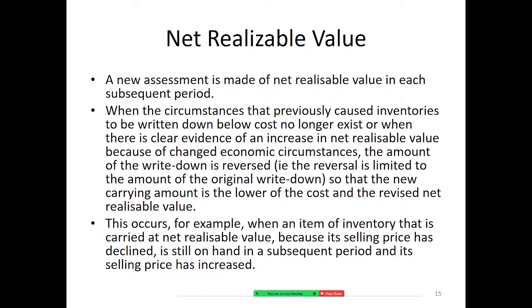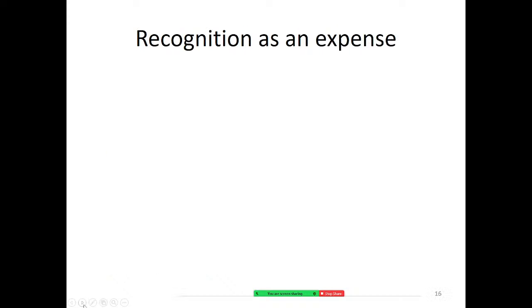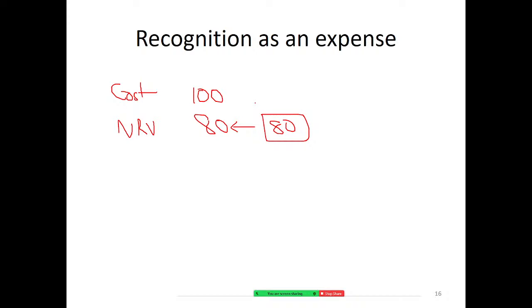That is, the reversal is limited to the amount of the original written down, so that the new carrying amount is the lower of cost and revised net realizable value. For example, earlier in the last accounting period, the cost of the inventory was 100 rupees and NRV was 80 rupees. So according to the LKAS, we have to choose the lower value. Here NRV is the lower value, so we choose 80 rupees as inventory in the balance sheet, and we have written down by 20 rupees.